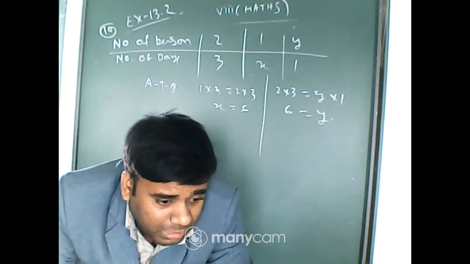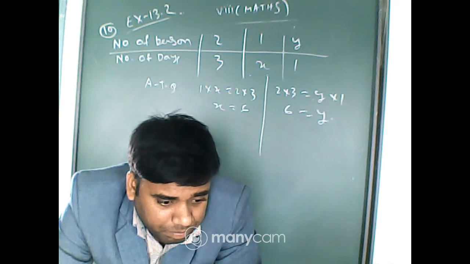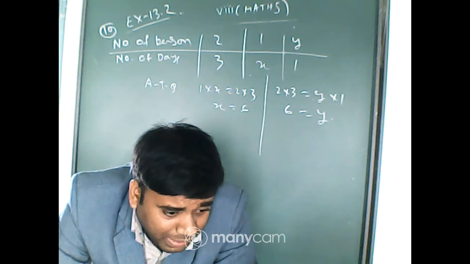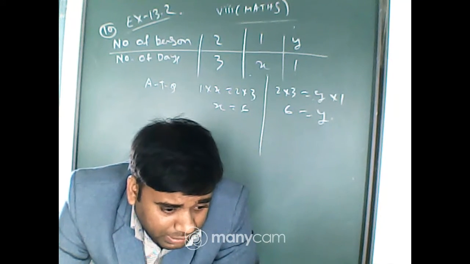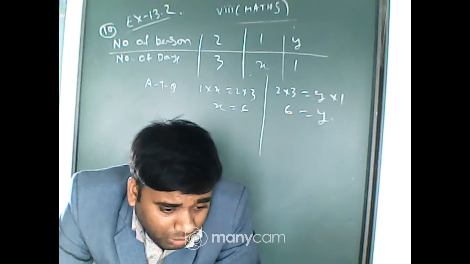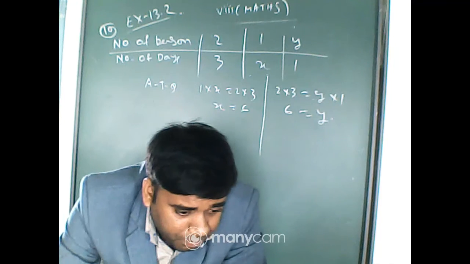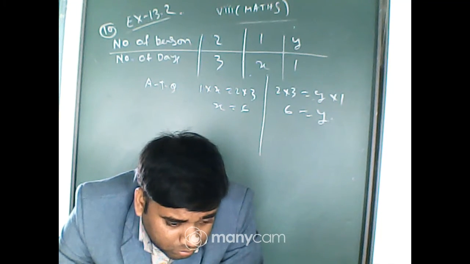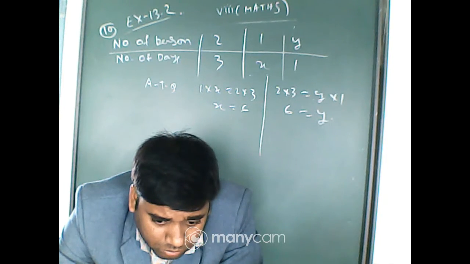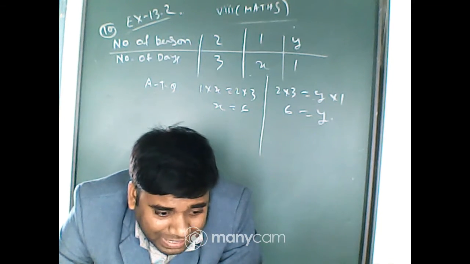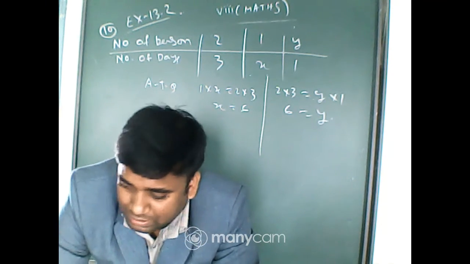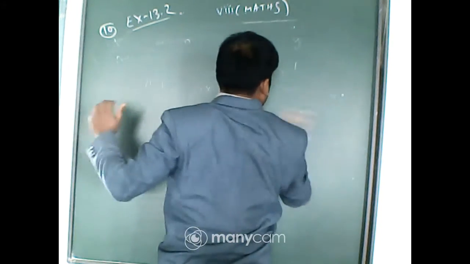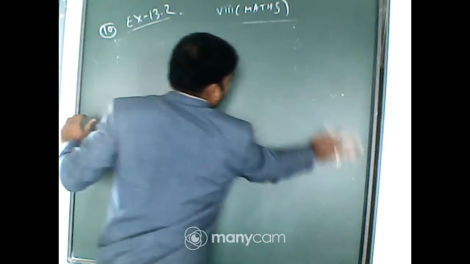A school has 8 periods of 45 minutes duration each. How long will it take for 9 periods, assuming the number of school hours will be the same? So 8 into 45 equal to 9 into x. Question number 11, I am just framing the question.